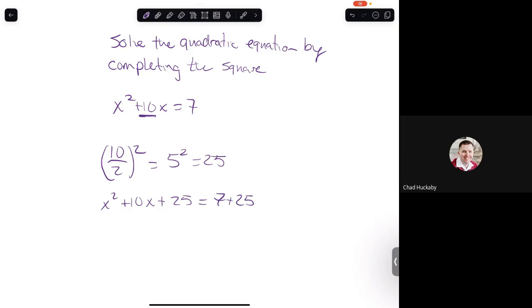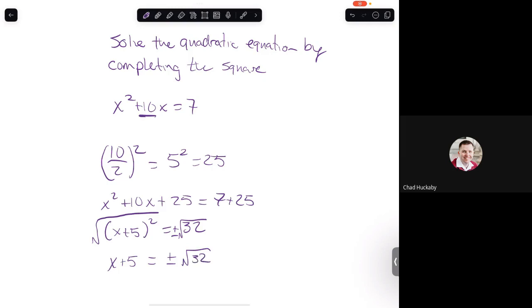And so what we get on the left-hand side, that's a perfect square, which is (x + 5) squared is equal to 7 plus 25, which is 32. And now we have almost exactly the same type of problem as we just did, where we take the square root of both sides. Well, when we take the square root of both sides, we have to introduce a plus or minus on the right-hand side. And we're left with x plus 5 is equal to plus or minus the square root of 32.